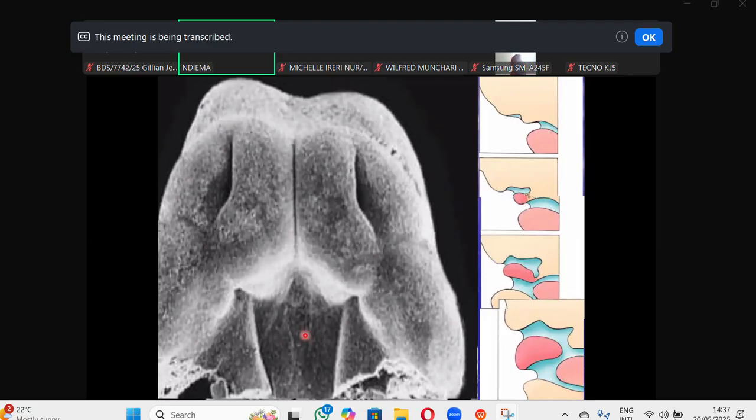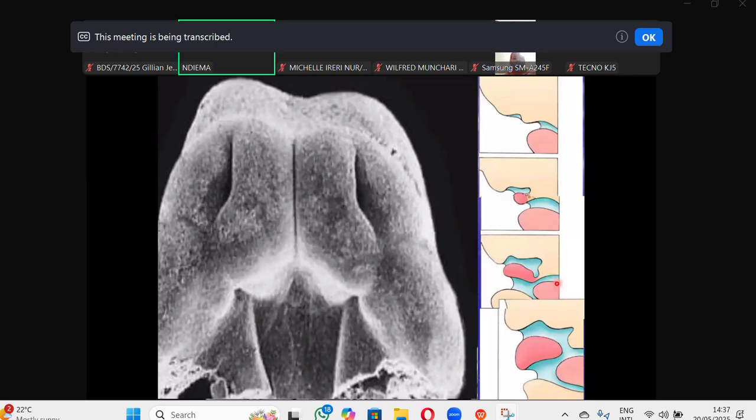Another problem that can arise, a congenital malformation, is failure of the oronasal membrane to disintegrate completely. If there is failure of the oronasal membrane to disintegrate completely, then we have choanal atresia. Choanal atresia. So that again will obstruct airflow into the nasal cavity.